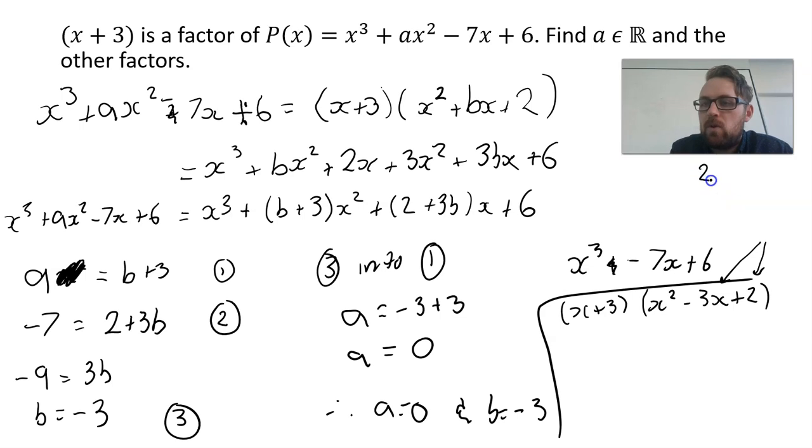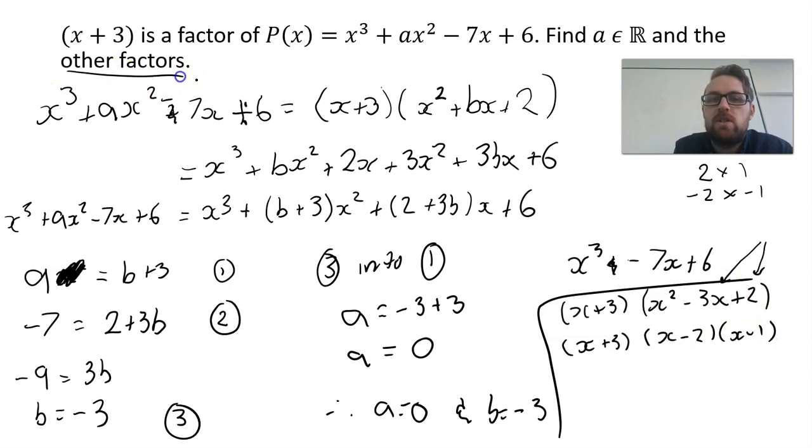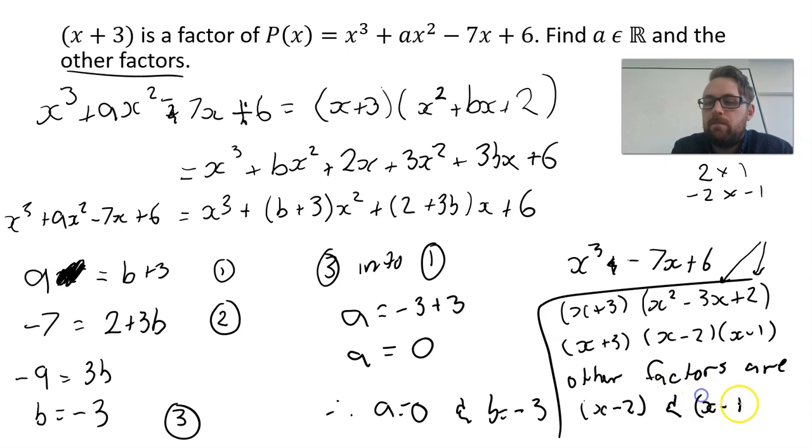So we've got two numbers that multiply to make 2, it's 2 times 1, or negative 2 times negative 1. You can see if we add 2 and 1 together, we're not going to get negative 3, but we will in this case, which means our other factors are going to be x plus 3, x minus 2, and x minus 1. And just to answer the question very specifically, we're going to say the other factors are x minus 2 and x minus 1.